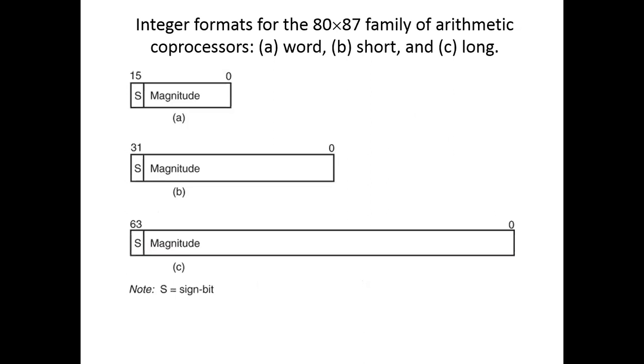A represents a word which is of 16 bits, and the leftmost bit S is the sign bit. B indicates a double word, which is represented as short, which is of 32 bits, and the leftmost bit is a sign bit. The long is a quad word, which is represented from 0 to 63, and the leftmost bit S is a sign bit.